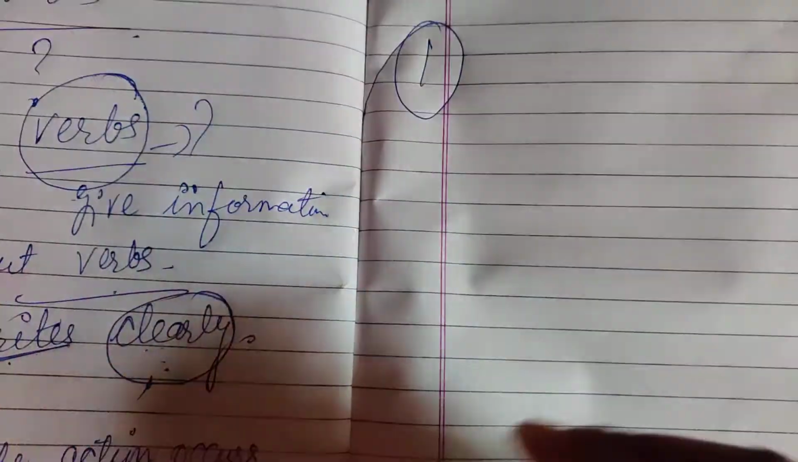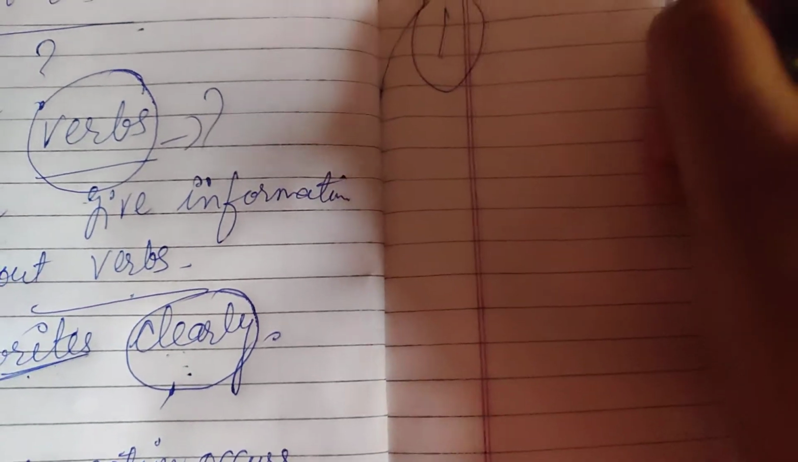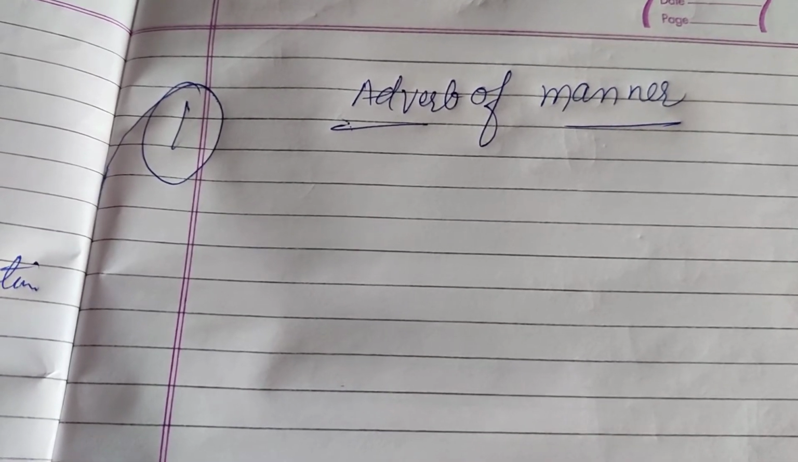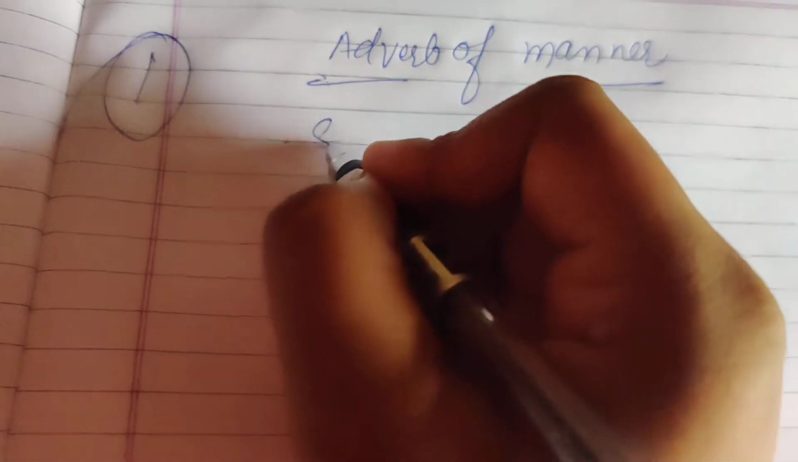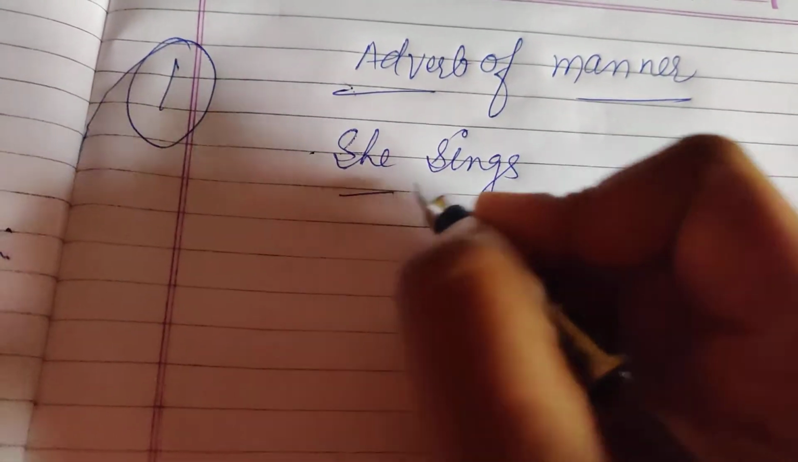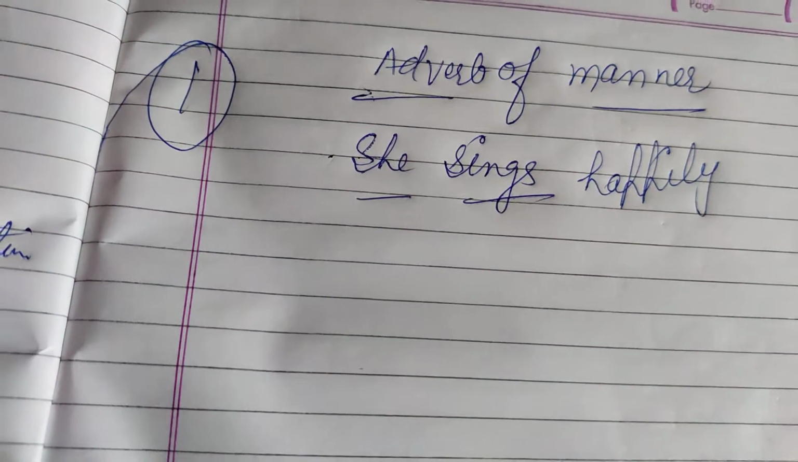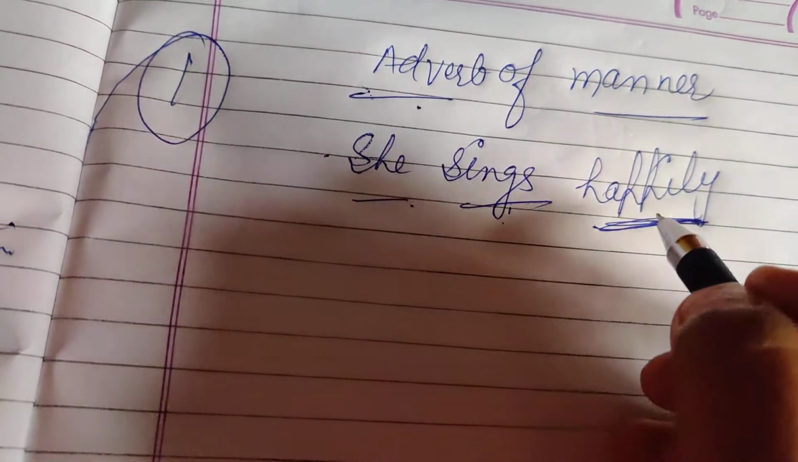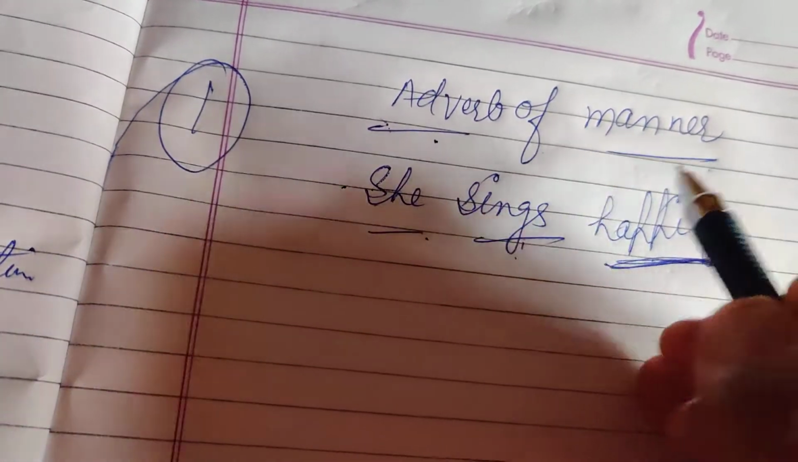So the first type of adverb is adverb of manner. ठीक है. It means कोई भी काम हुआ वो कैसे हुआ. Okay, जैसे for example she sings. उसने कैसे गाया. She sings happily. Here happily is an adverb of manner. जब वो गा रही थी, तो उसका क्या manner था? उसका mood क्या था? She was happy. So adverb of manner tells us about the mood.